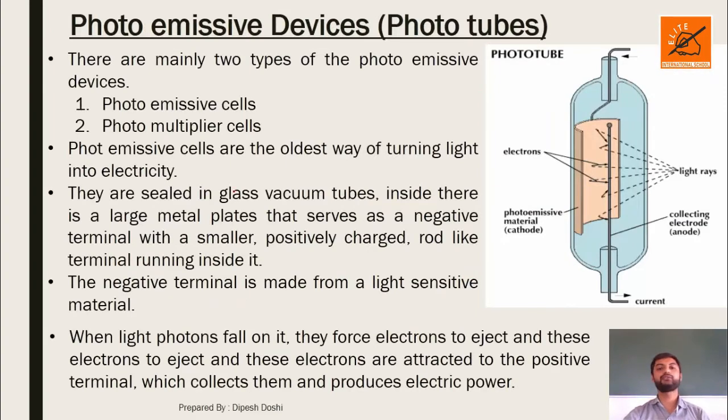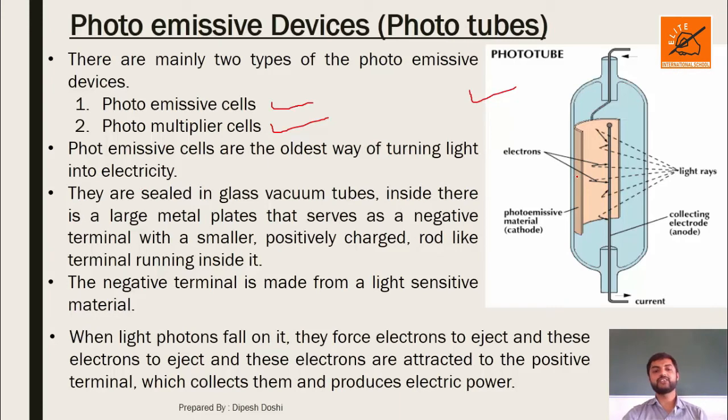So the first one is photoemissive device or phototubes. The figure of a phototube is given over here. There are mainly two types of photoemissive devices. The first one is the photoemissive cell and the second one is the photomultiplier cell. Here the photoemissive cell figure is given. The photoemissive cell is also called a phototube, and photoemissive cells are the oldest way of turning light into electricity.